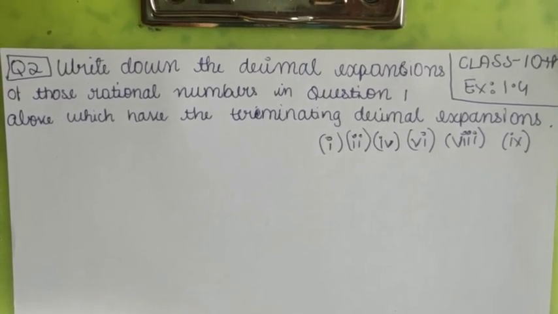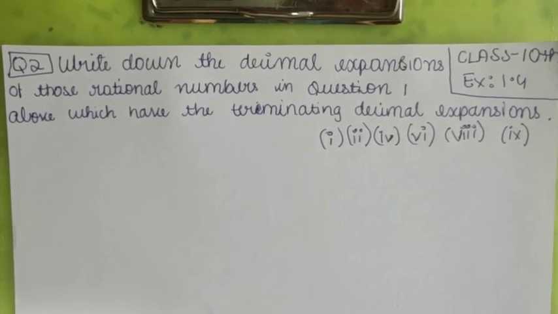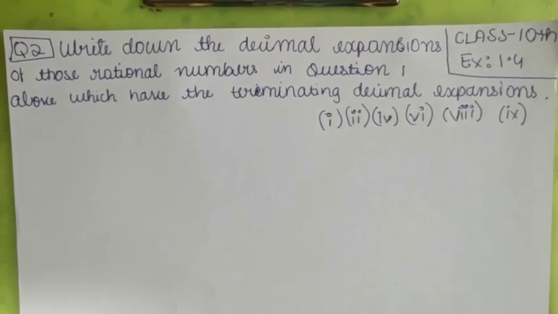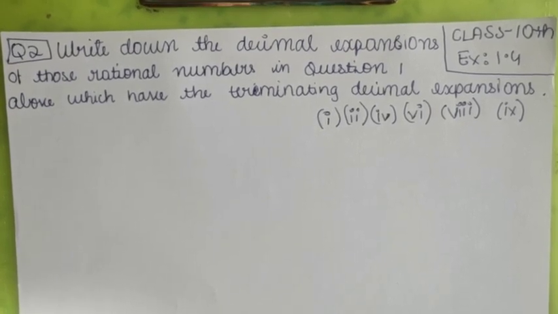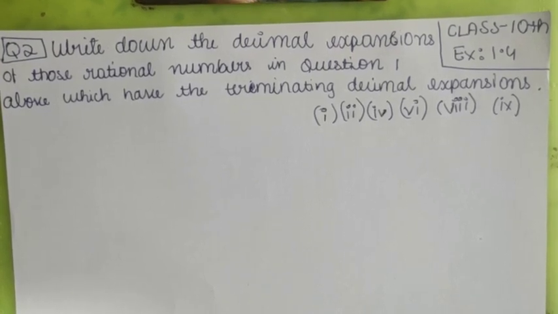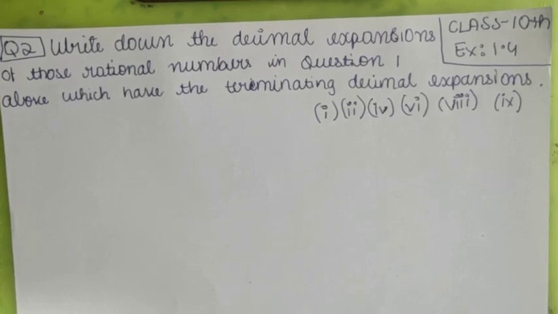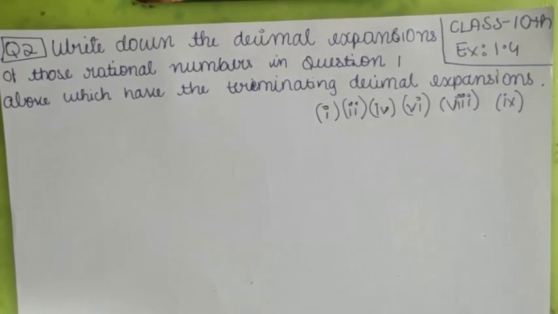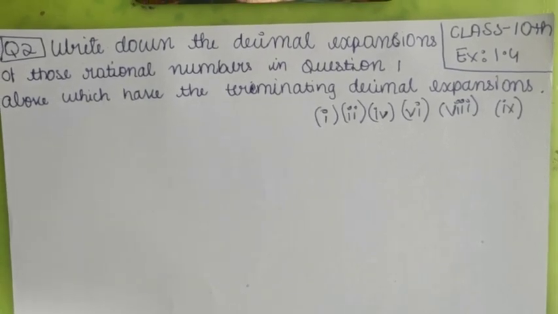Today in this video we are going to learn class 10th real number chapter, exercise 1.4, question number 2. Now let's read the question. Write down the decimal expansion of those rational numbers in question 1 above which have the terminating decimal expansions. So we have to write down the decimal expansion of the rational numbers in the first question, which were terminating.